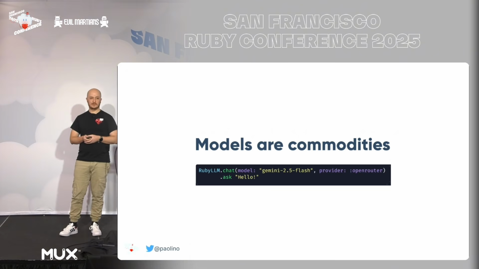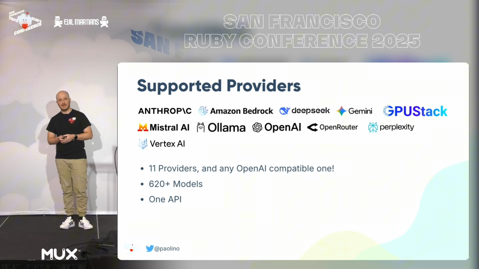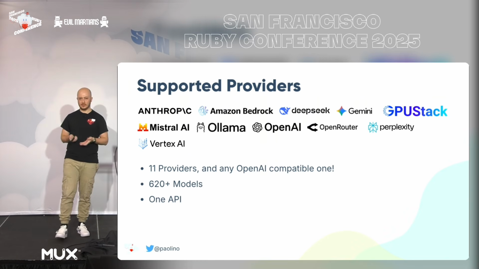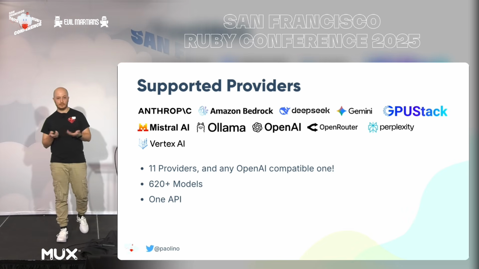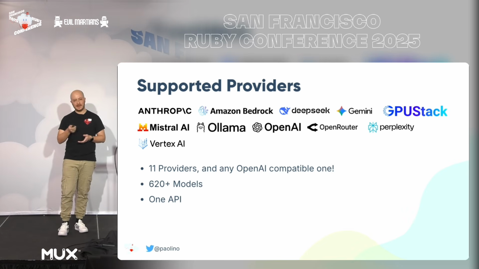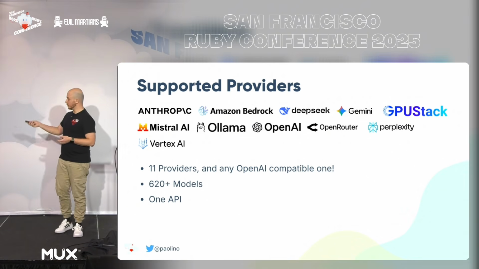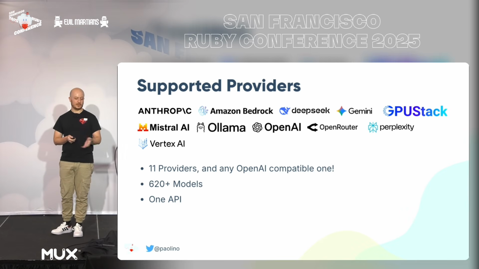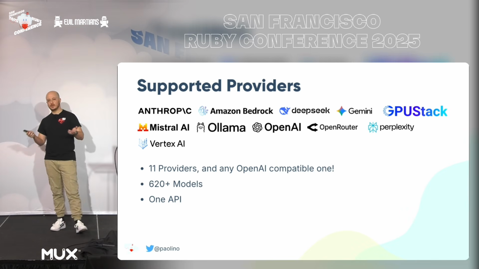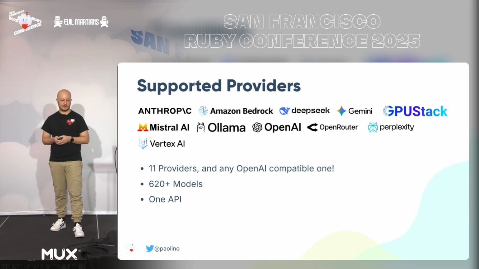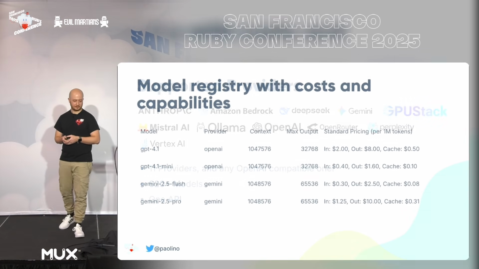What about OpenRouter? Well, you just change it to OpenRouter like that. And we have 11 supported providers and hundreds of models. And more will come in the future. And any OpenAI compatible one is also compatible in RubyLLM. And also, we support local providers. So with Ollama and GPU Stack, you can actually import all the Ollama models and all the Hugging Face models as well, which are thousands.